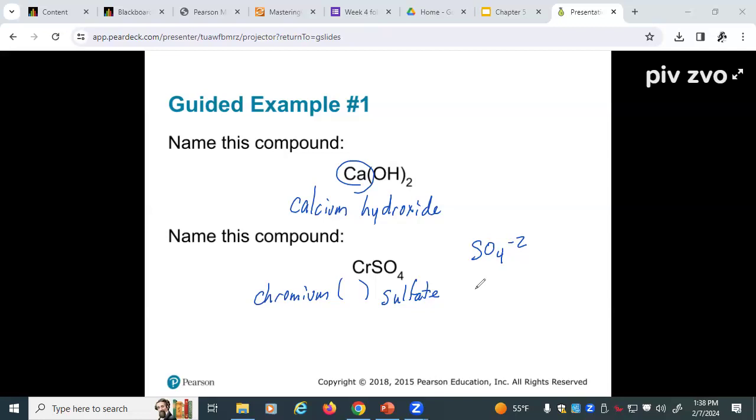How many chromiums do I have? I have one, right? So if I only have one of the metal, it must match the non-metal. So the non-metal is -2. That must mean that the chromium is +2. If chromium is +2, that means that the Roman numeral is 2. So this is chromium 2 sulfate. Right. Questions with this example?